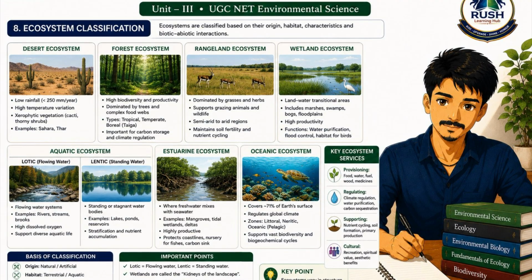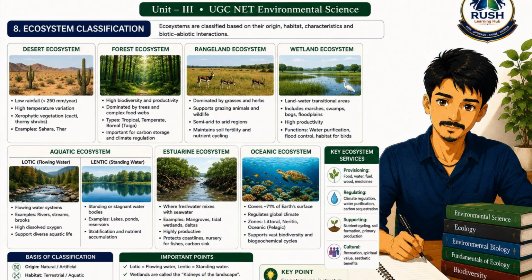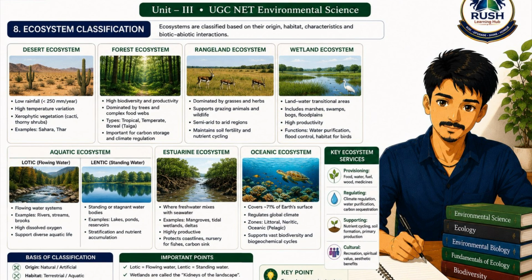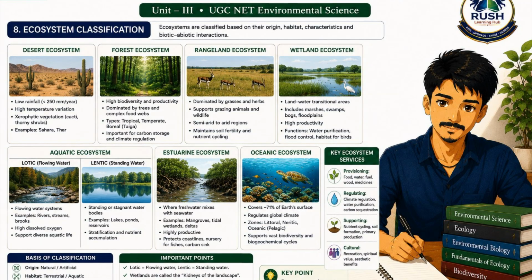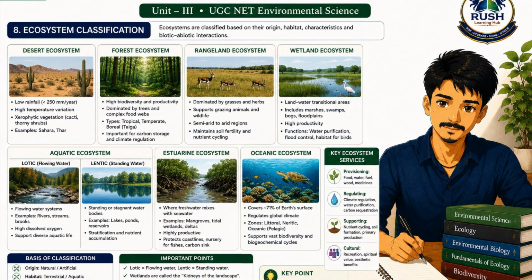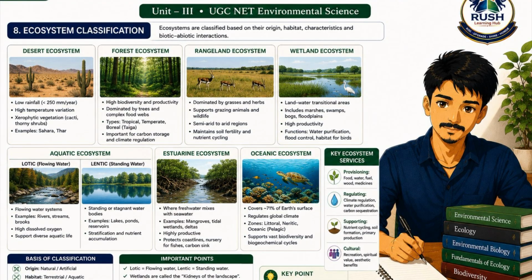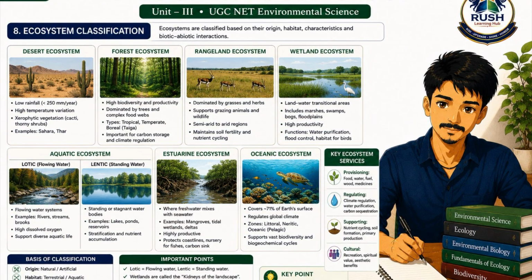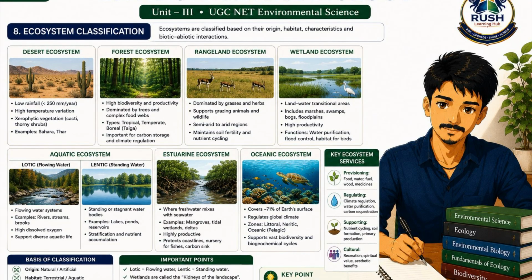Another ecologically significant ecosystem is the estuarine ecosystem. Estuaries are regions where freshwater from rivers mixes with seawater. Mangrove forests are typical examples of estuarine ecosystems and are among the most productive ecosystems on Earth. Mangroves provide nursery grounds for fishes, protect coastal areas from erosion, and act as effective carbon sinks. In India, the Sundarbans represent one of the largest mangrove ecosystems.